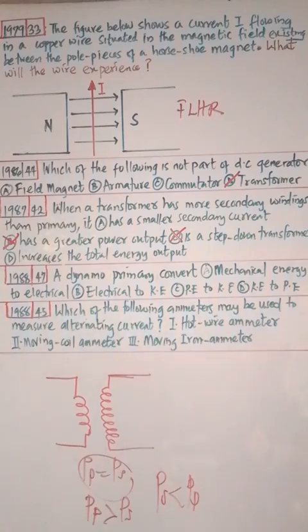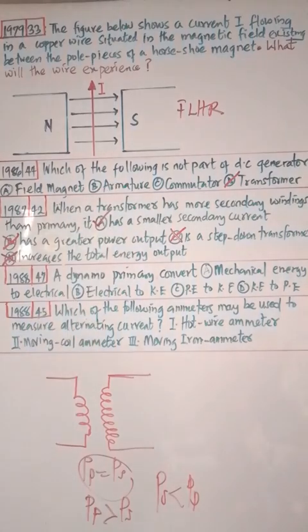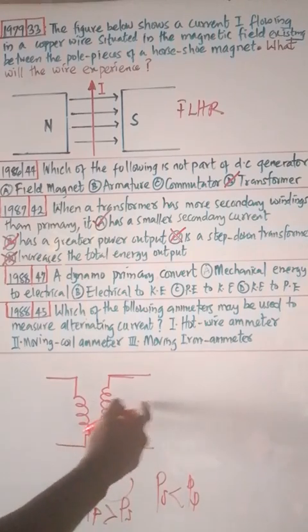D, increases the total energy output. No, it has nothing to do with energy output. So without even checking, the answer is definitely A. But let's say it has a smaller current, what happens to a step up transformer? It means the voltage here will be more than here.